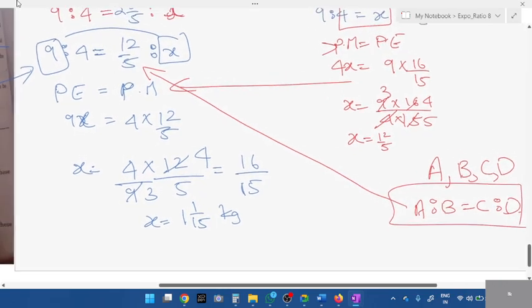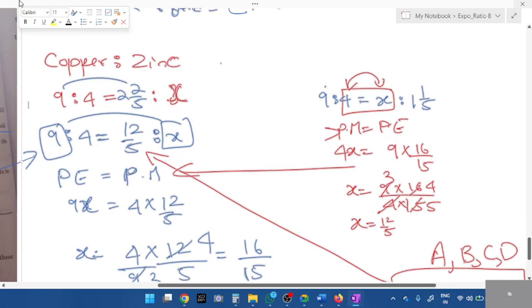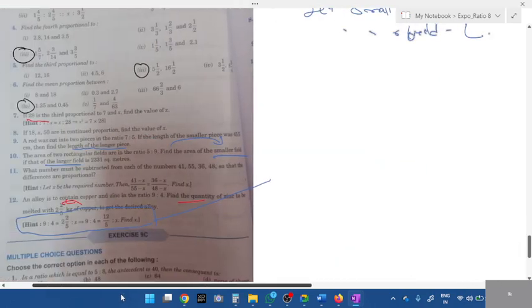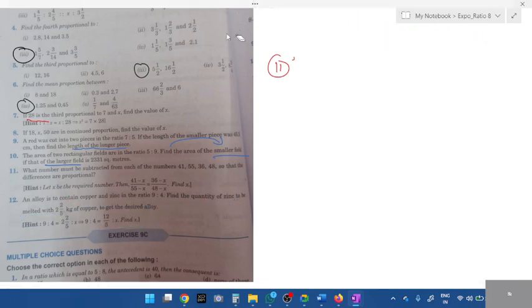Okay, last question is left. What should be subtracted? Look here. 11th question is left, students. All of you will concentrate. In 11th question, what is asked? What must be subtracted? What do you mean by subtract? Plus or minus? Minus from each of the numbers.